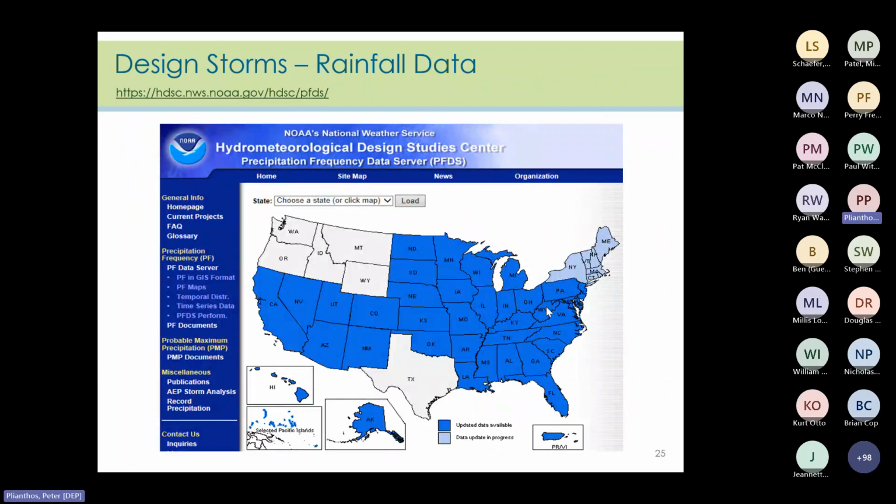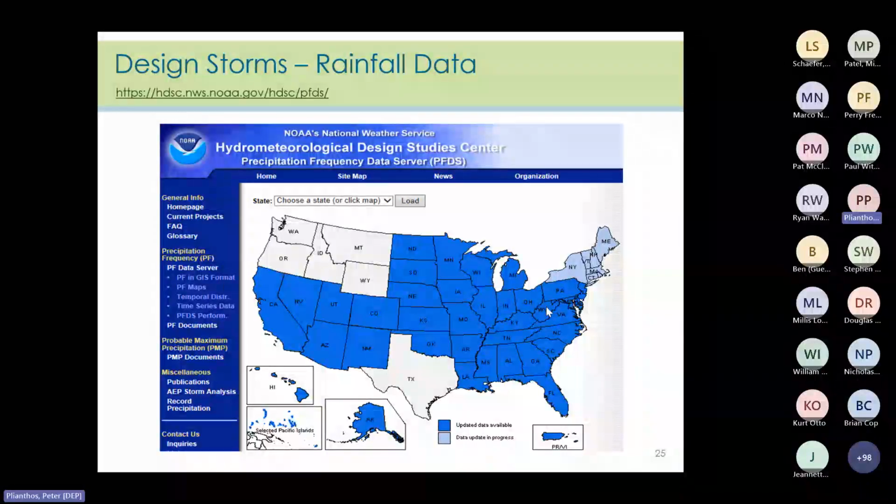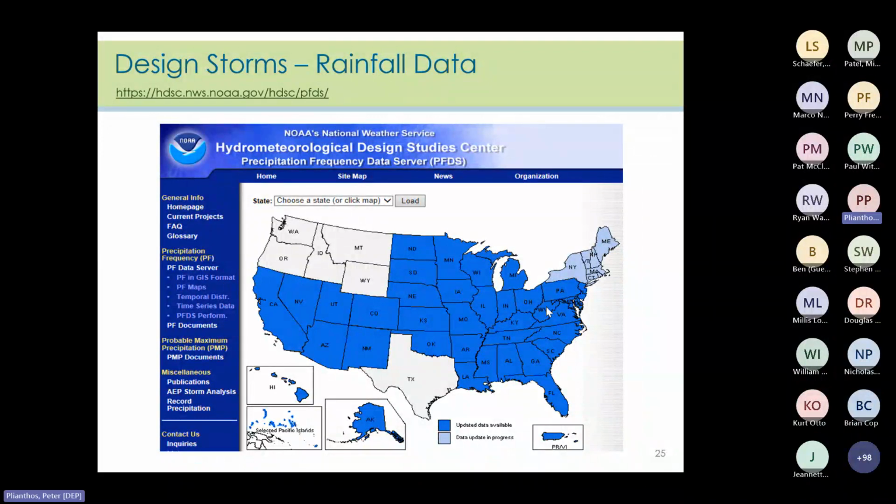The preferred choice for storm data can be found on the National Oceanic and Atmospheric Administration's, or NOAA's, National Weather Service, or NWS, website. Click on New Jersey on the map to get started. I won't go through all the steps here. Instead, do read Chapter 5 of the New Jersey Best Management Practices Manual, which has the step-by-step directions and additional graphics.